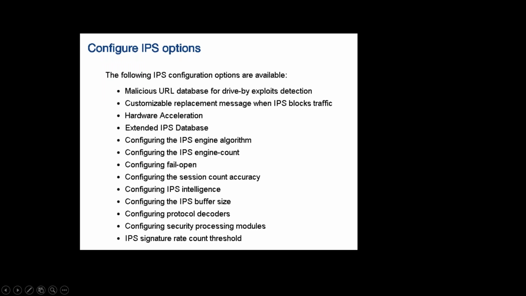IPS, there is a ton of stuff to configure with IPS. Again, this is stuff that we take care of that you don't have to worry about with MDS. But with Fortinet, there's a lot of things to consider, right? One of them is that extended IPS database. Definitely need to do that, but you've got to look at things like your buffer size, your decoders, there's all kinds of things in there. Like there's rate count thresholds, but all of this is basically how it detects stuff, right?